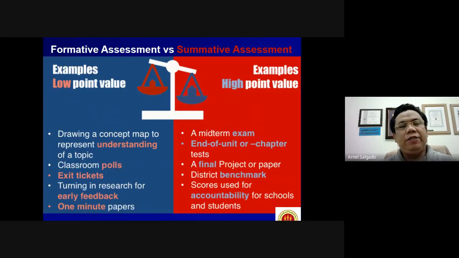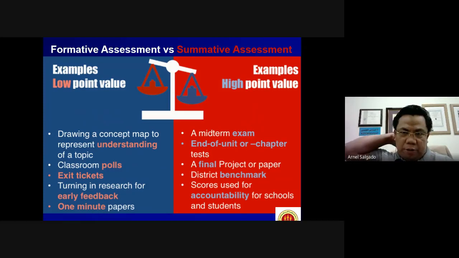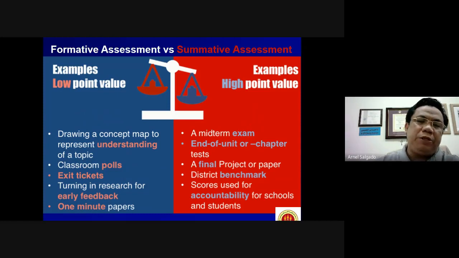All right. So here, in the formative assessment, let us try to look into the low point value. Examples of low point value and examples of high point value. Now, a concept map to represent understanding of a topic, so we're going to look into this. So teachers need to do concept mapping also, because of what needs to be taught. As a teacher, you cannot teach everything. So you just derive some sort of content inclusion in the module or syllabus that you're going to present.